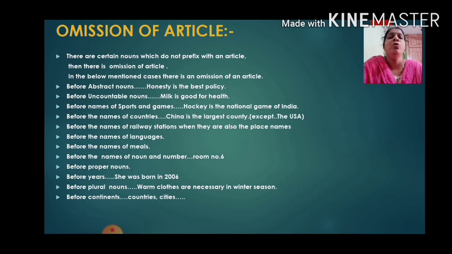Next one where we don't use any article is before the names of nouns and numbers. Like room number 6. We don't say room number the 6 or the room number 6. Generally we say room number 6.